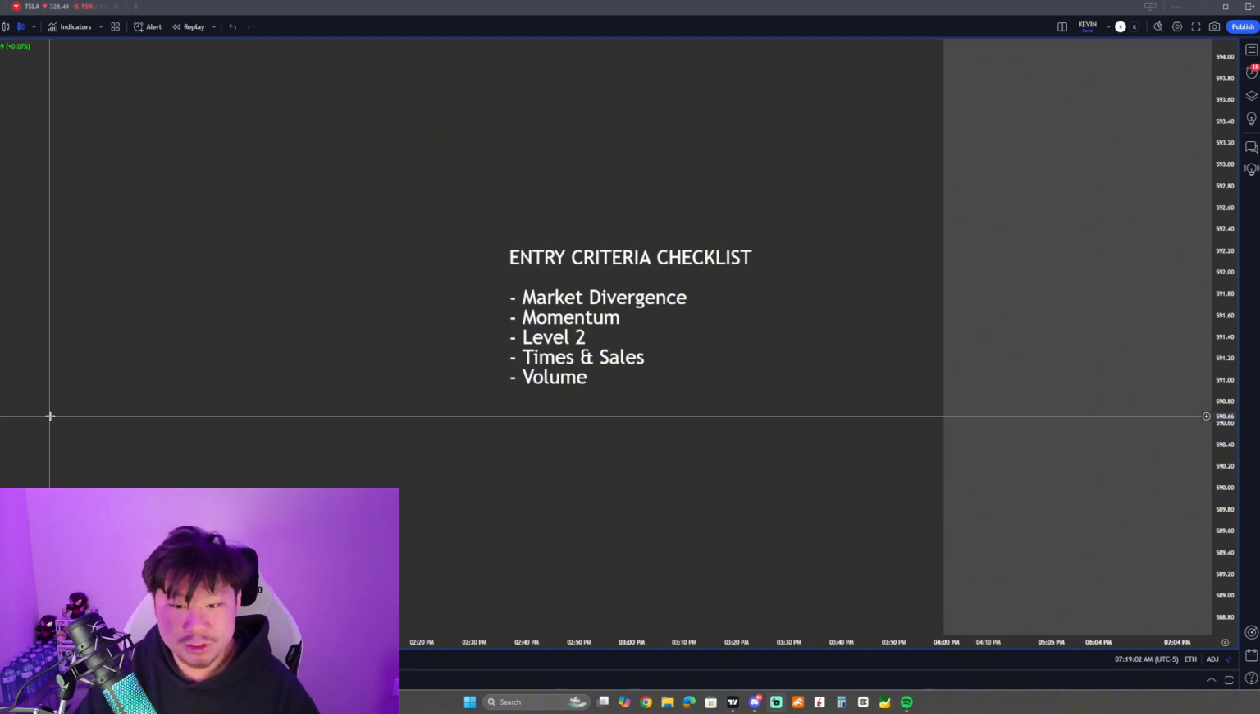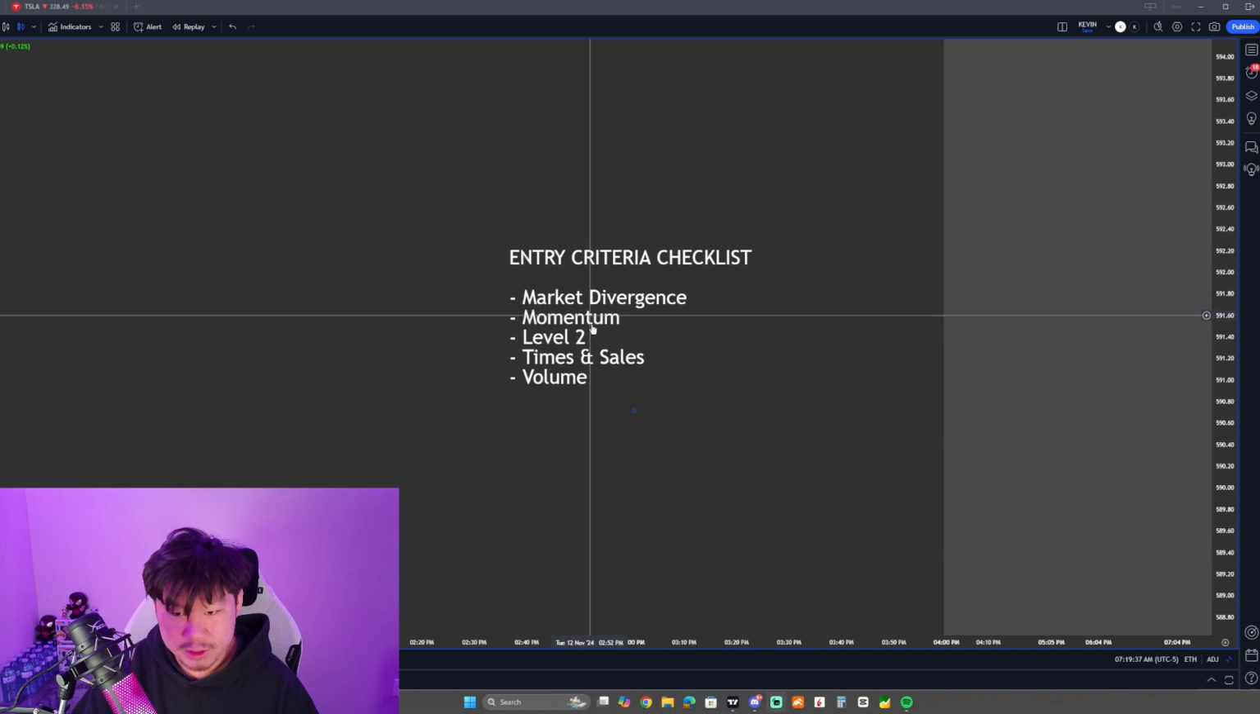Alright guys, so as you can see, the entry criteria checklist consists of 5 different things. First one being market divergence, momentum, level 2, times in sales, and volume. You want to be making sure that every single thing on this list is checked off before you take an entry for the breakout. So what I'm going to do right here is go over some examples live on the charts in order to show you what a perfect entry that matches all of these criteria looks like. So the first one being market divergence.